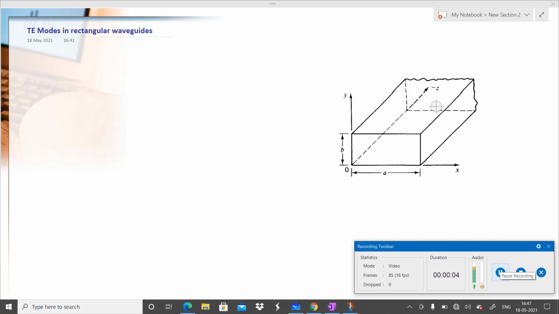In the previous lecture, we derived the waveform in the rectangular waveguide. What will be the waveform? Today we will do something called TE modes in rectangular waveguide.